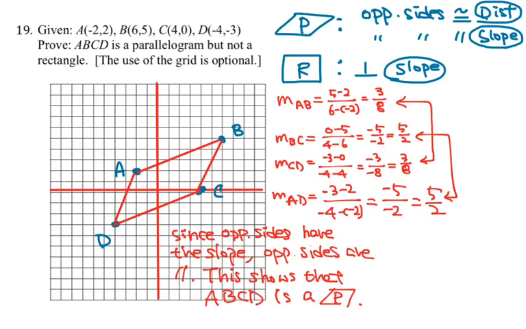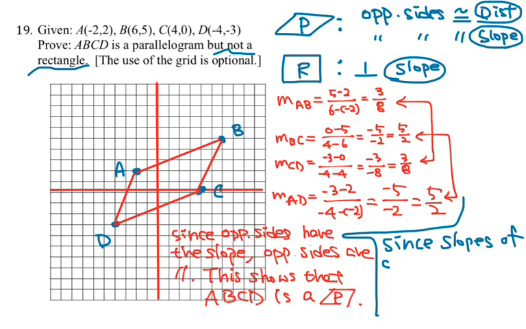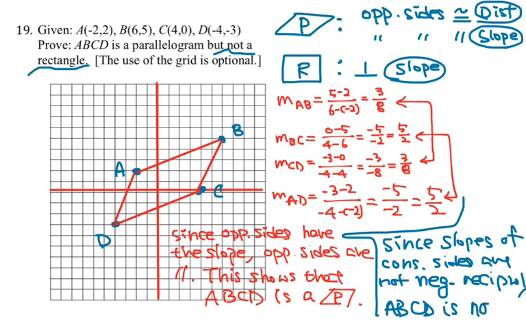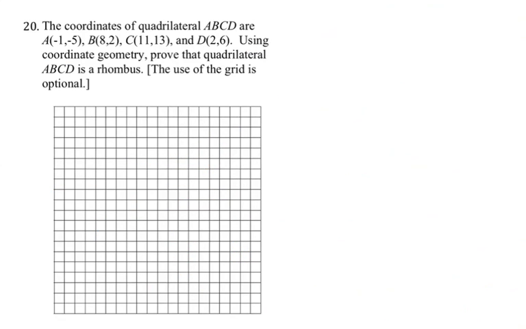Alright, but how about the second portion? We still didn't do, but not a rectangle. We can say that since slopes of consecutive sides are not perpendicular or not negative reciprocals, ABCD is not a rectangle. Alright, so that was number 19. Let's move on to number 20.